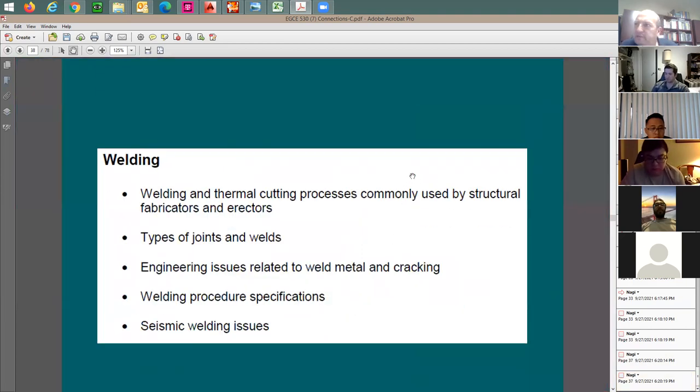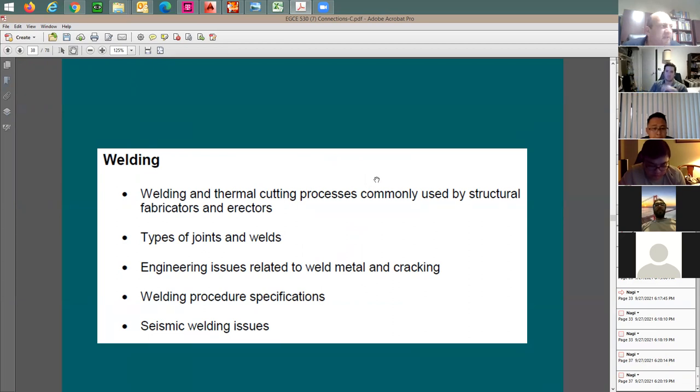Now let's talk about welding. We're done here with bolts. This is enough about bolts. Now we're going to be talking about welding and the types of welding. We're going to be covering gravity connections. We're not going to be doing seismic connections at this time.